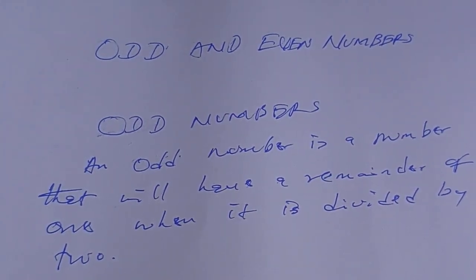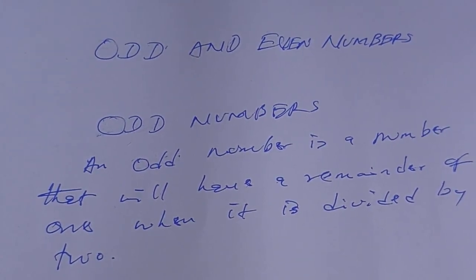So here we go. We start with odd numbers. What is an odd number? An odd number is a number that will have a remainder of 1 when it is divided by 2. That's it. So any number that you use 2 to divide and there is a remainder of 1, then that number is an odd number. That's the simplest way to look at it.